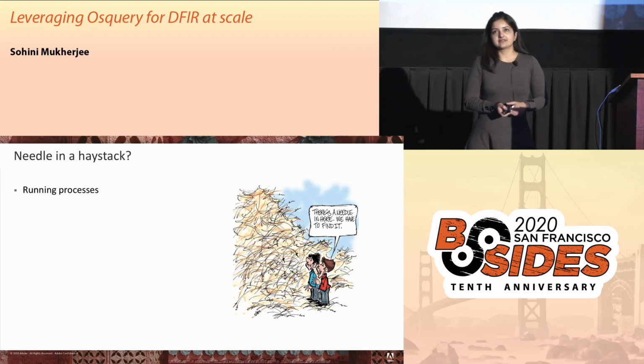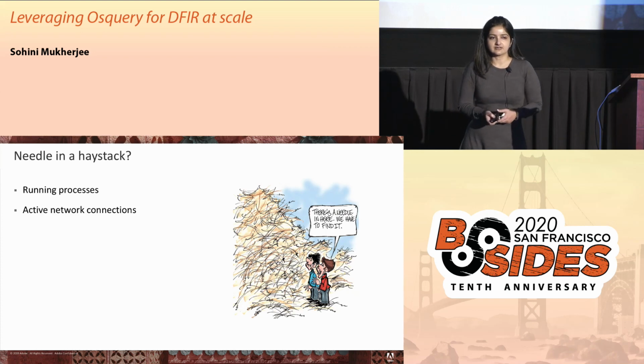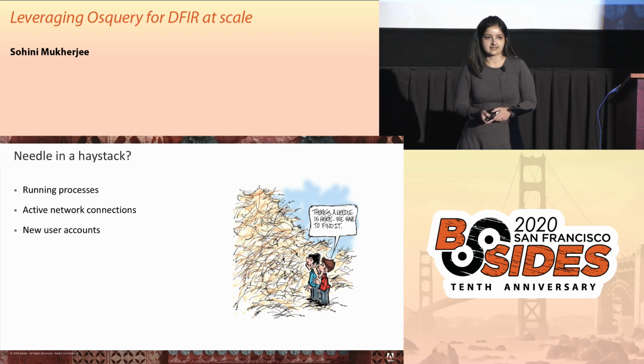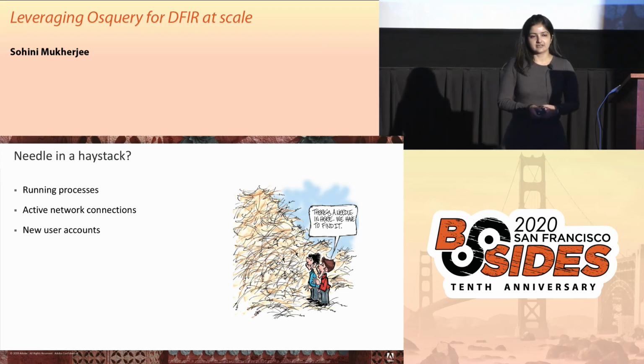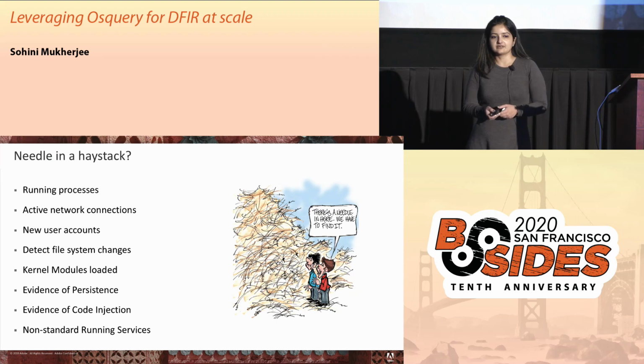Now, there's a certain category of artifacts that are of primary interest to incident responders while doing a light disk analysis, like process execution, any associated network sockets, any new user accounts that the attacker might have created but forgot to delete on the way out, any suspicious file system changes, any weird kernel modules that were loaded, any evidence of persistence in the form of cron jobs or scheduled tasks, any evidence of code injection, any non-standard running services, and I can go on and on.